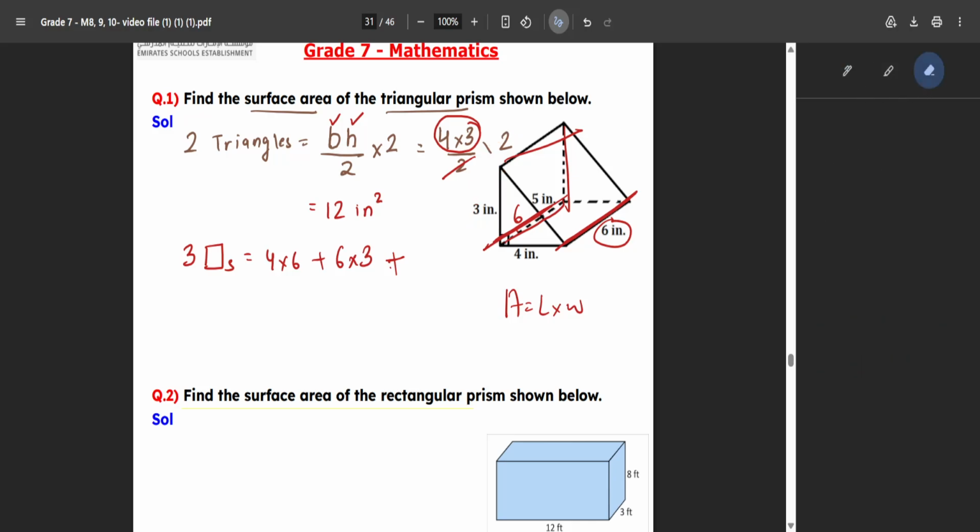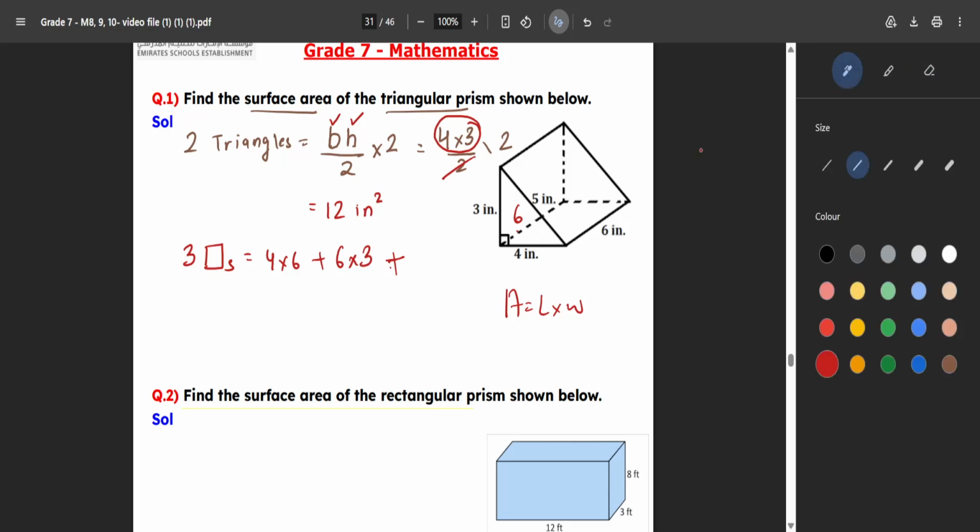Check carefully. The last one is the slant one at the top. Check here, the top one. For this one, the length is 6 and this width is how much? 5. So plus 6 times 5. So what will I get? 4 times 6, 24, plus 6 times 3, 18, plus 6 times 5, 30. Total it will be how much? 72. 30, 40, 50. Okay, 72 inch square.